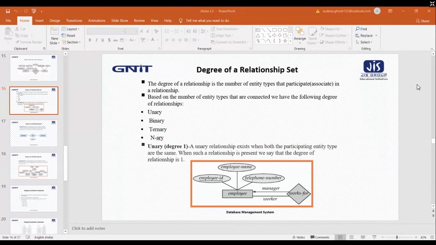As it can be represented using mapping, diagrammatically we can represent it using mapping. So you can say that it is also mapping cardinality or cardinality ratios.